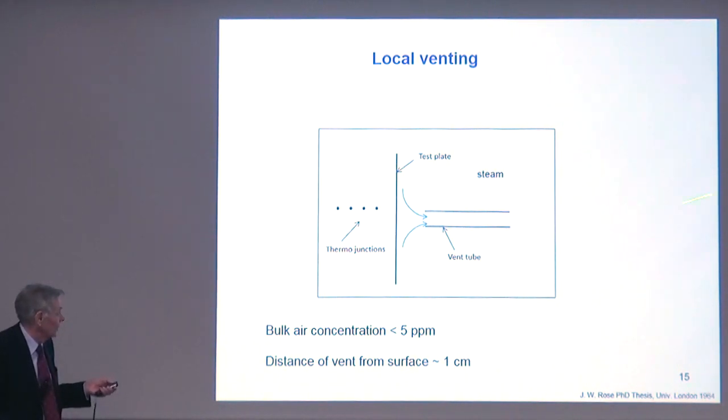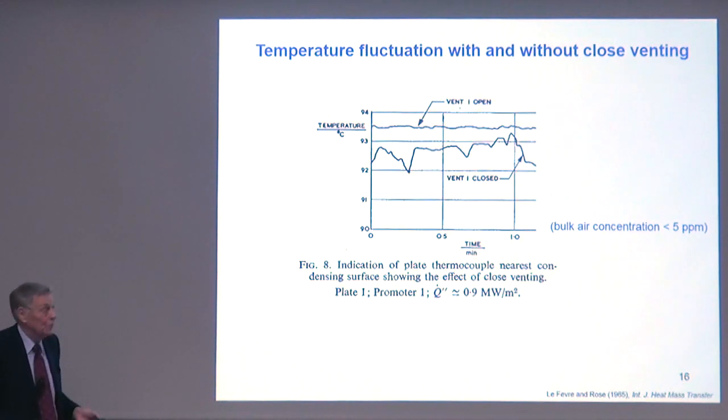And this was the technique I used. I brought in a vent and extracted some steam from here. In this particular case, I started off with 1 centimetre distance here. And that's what happens. With the vent open, almost no fluctuations, and the temperature has risen by more than a Kelvin. The faraway concentration is only 0.5 parts per million. Very significant difference.